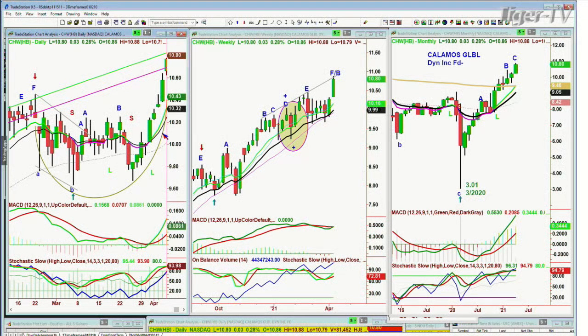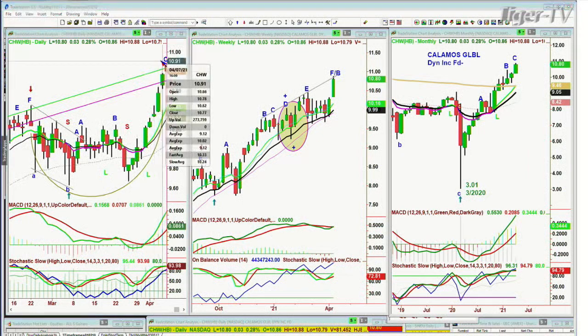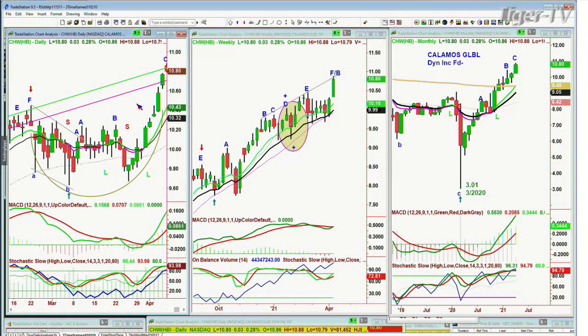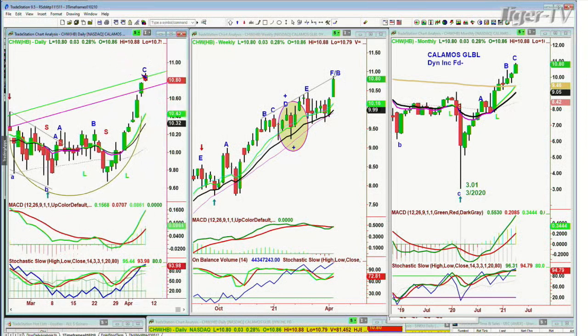So look what happened. It gapped up. The open was 10.86, and yesterday it closed at 10.77. It opens today at 10.86. I'm not going to buy a gap like that. And it screams at 10.88. That's a really nice percentage gain. Anyway, we didn't have it, but I'm just fascinated because this is called the Calamos Global, CHW is the symbol, Dynamic Income Fund. Wow, that is dynamic.